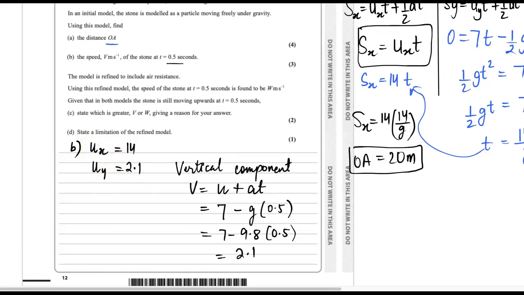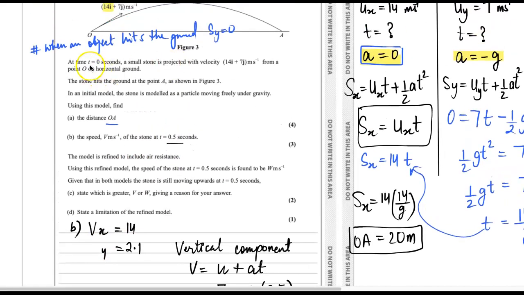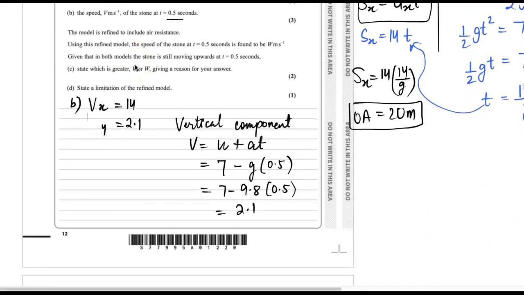So instead of ux, let's write vx and vy, because ux was initial and we have to find the speed at t is 0.5. Initially, when t was 0, it was 14 or something. So vx and vy we have when t is 0.5. Because we have to find out the speed, vx is 14 meters per second, vy is 2.1. We have to find the modulus.